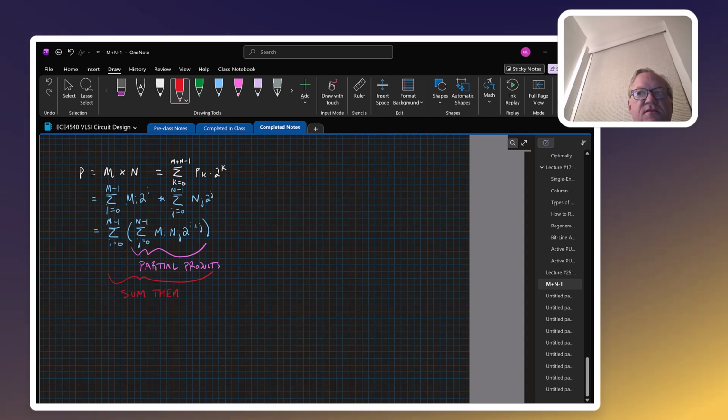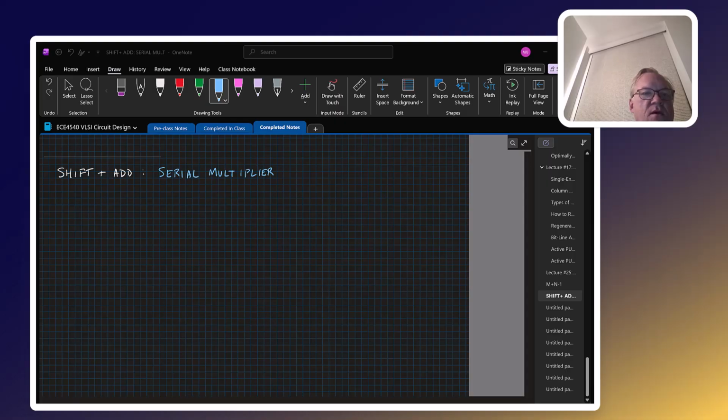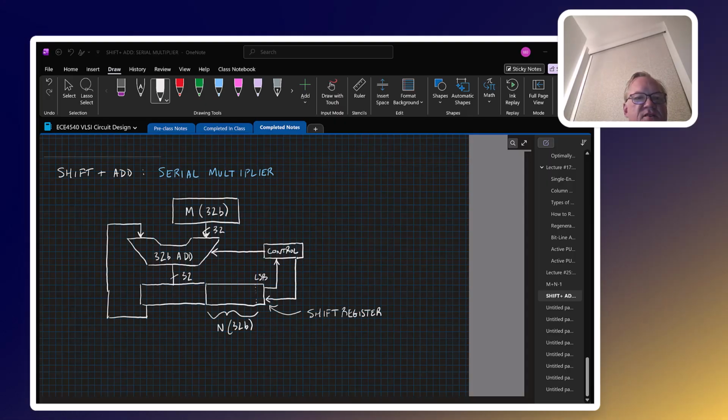Okay, so next let's look at how we make a multiplier. And the first multiplier we're going to look at is to do a basic shift and add, and this will make a serial multiplier. All right, so I'm going to draw a block diagram. All right, so here's my multiplier. I have a multiplicand that's feeding into a 32-bit adder. The adder outputs into a shift register, and there's control logic.